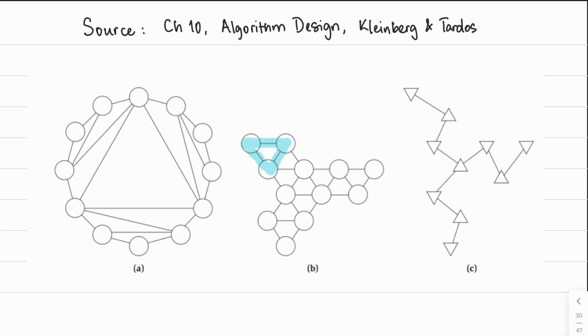So for instance, this triangle here is denoted over there on the top left. This triangle here is the next one here, and the edge between them indicates that the triangles back in the graph have some vertices in common.